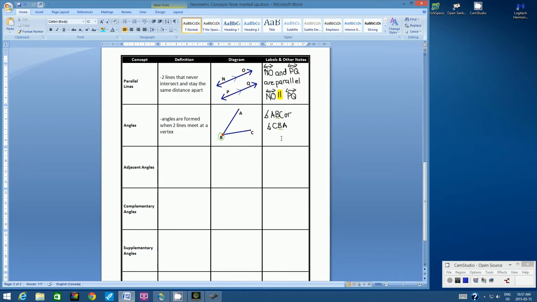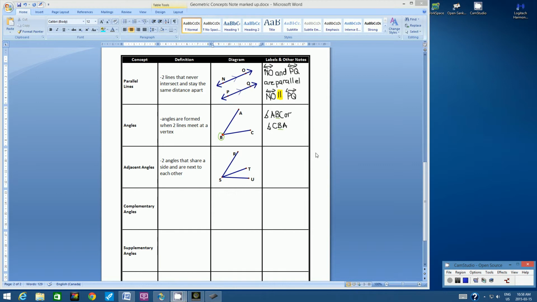All right. So let's build on what we understand about angles, and talk about angle families. Let's go on to adjacent angles. Adjacent angles are two angles that share a side and are next to each other. Adjacent angles are two angles that share a side and are next to each other. So what do you think that will look like?